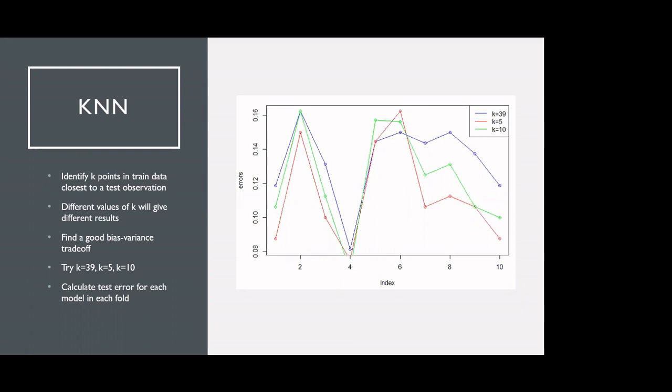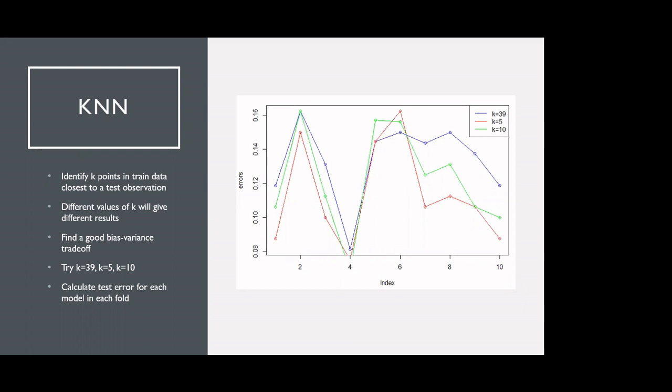Usually when your K number is lower, you have a more flexible method, but overfitting can be a problem. When you raise the number of K, you become less flexible and add a little bit more bias into the model. One common approach is to use the square root of n, the number of observations, for your K. In our case, that's 39. So I tried K equals 39, and I also tried K equals 5 and K equals 10, a lower number and a slightly higher number, to see which performed better.